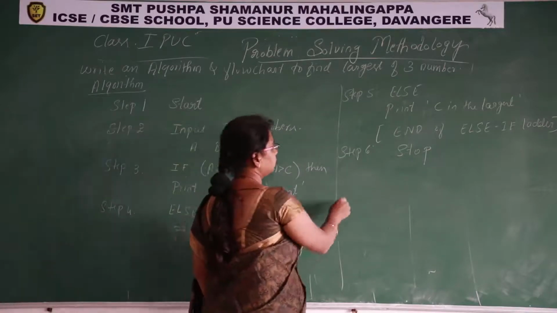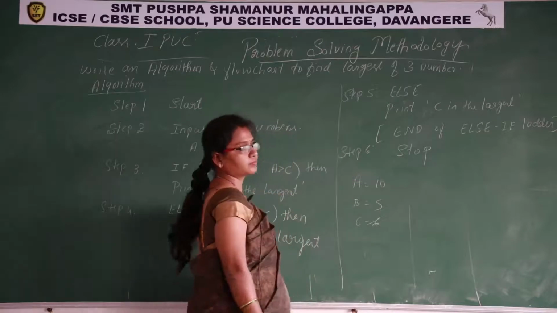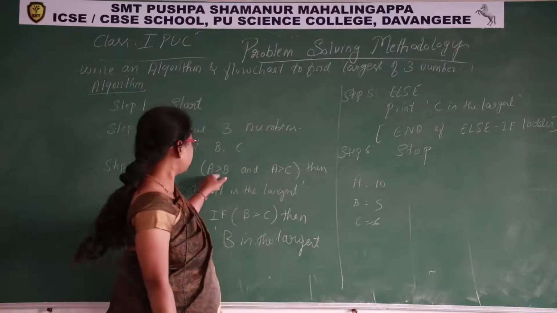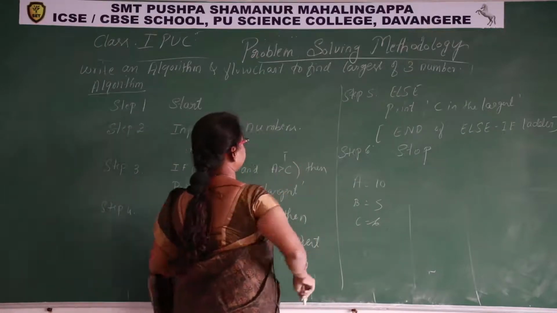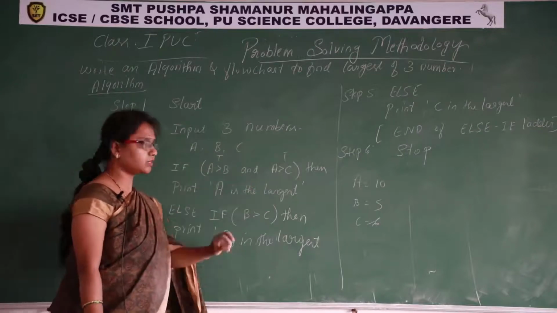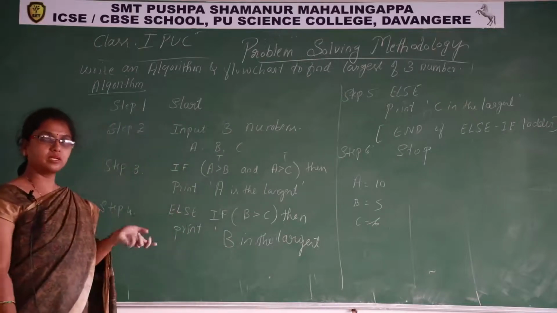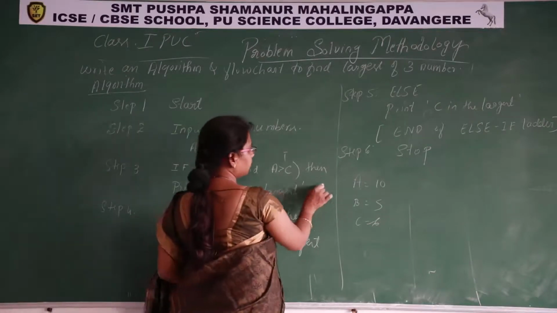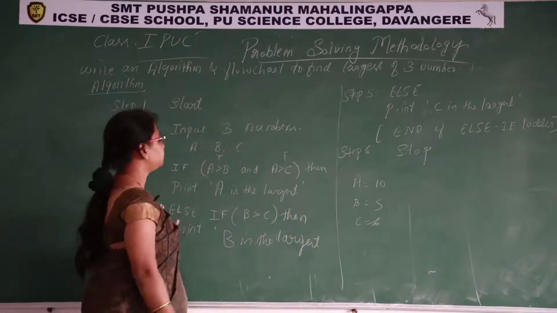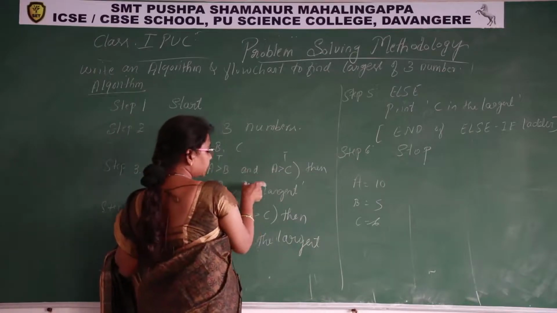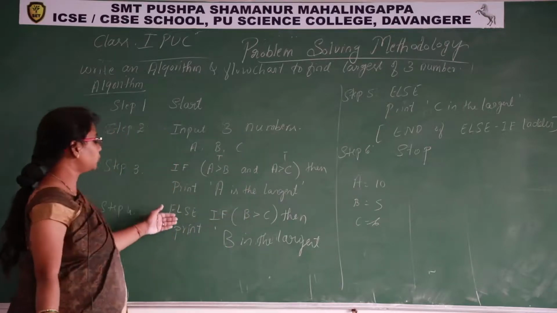For example, A is 10, B is 5 and C is 6. Is A greater than B? Yes, true. A greater than C? Yes, true. How does AND work? AND is a logical operator. In programming, we write a double ampersand, but in an algorithm we use the common word AND. If both conditions are satisfied, then it enters the block. Right now the condition is satisfied, so it prints A is largest. It won't go to the else block.